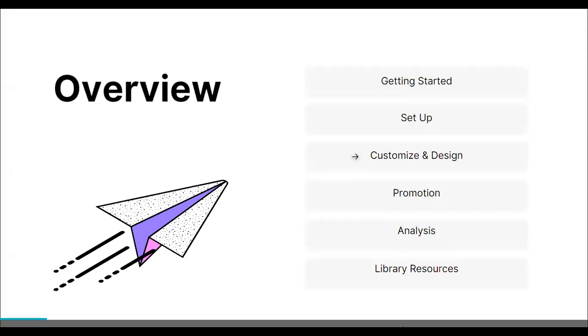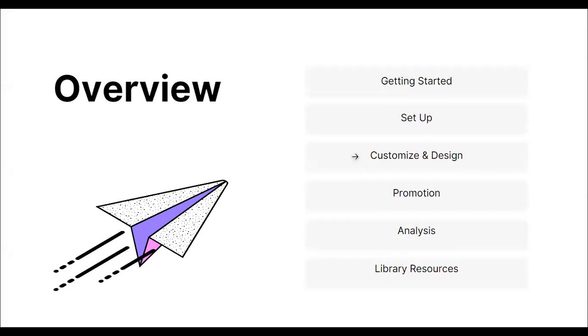We're recording. So the overview today is looking at how to get started, then setup and customization and design, how to promote the Linktree that you decide to make, an analysis that you're able to do, and then library resources. A lot of what I mention in getting started and setup and customization and design is going to be a repeat. I'll be saying them multiple times, and then we're going to take a look at the pictures. So if I say something like, click on the button that says add link, we will take a look at that picture in a few slides afterwards.